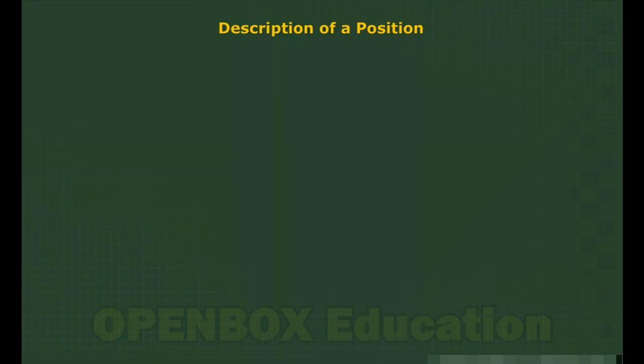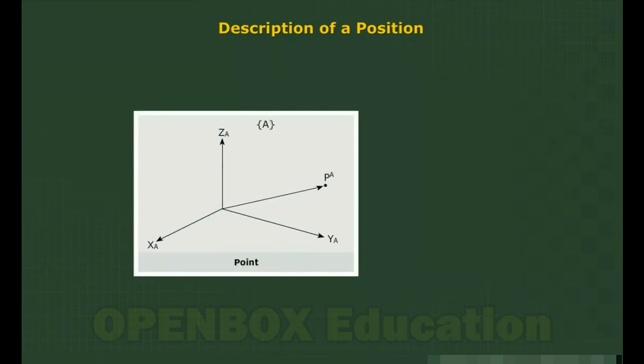Description of a position. The position point of a vector is defined along the vectors xa, ya, za. Often, a point is not enough. It needs orientation. The matrix of the position vector is shown here.